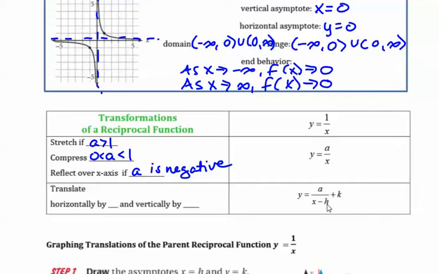Translations happen with these values h and k. So if you want to translate it horizontally, you'll have x minus h. And if you want to translate it vertically, you'll have f of x plus k.